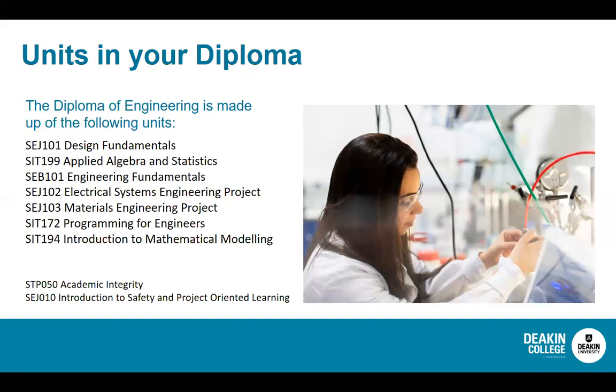There's also 2 zero credit point units, Academic Integrity and Introduction to Safety and Project-Oriented Learning, which is your safety and academic integrity units. They're both 0 credit points and take about 50 minutes to complete.